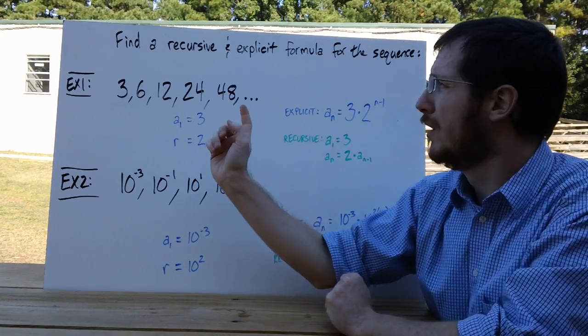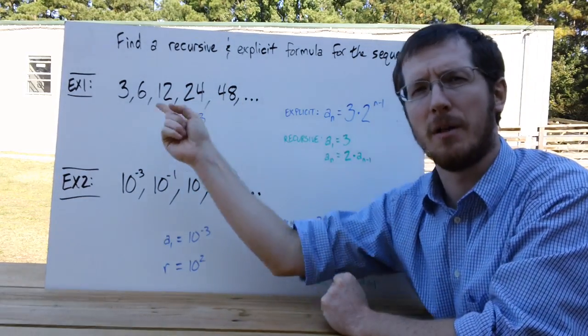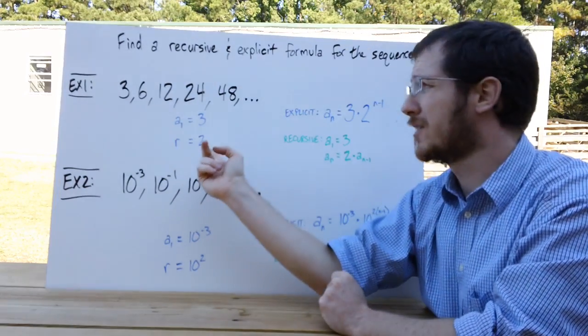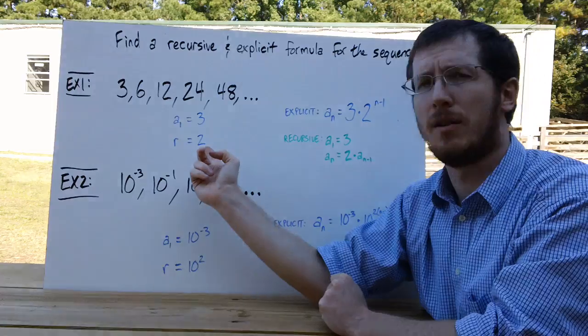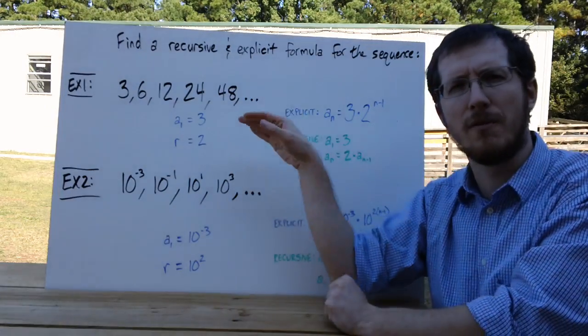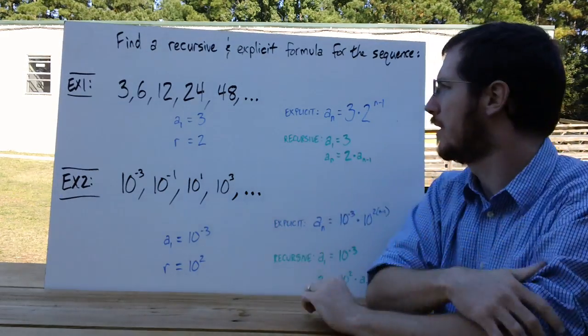You can also, like I said on the previous board, take any term and divide it by the previous term. So if I take 48 divided by 24, that's 2. 24 divided by 12 is 2, and so on. Okay, so we've got our initial value, we've got our common ratio. So now let's write both forms of this sequence.